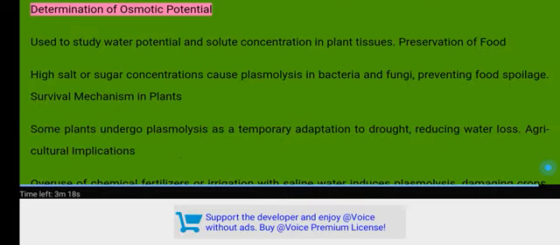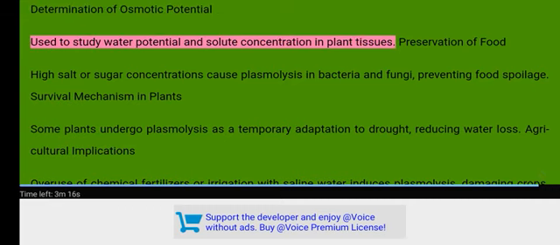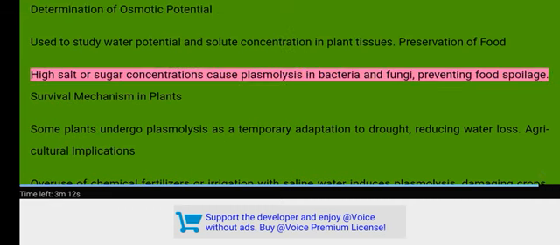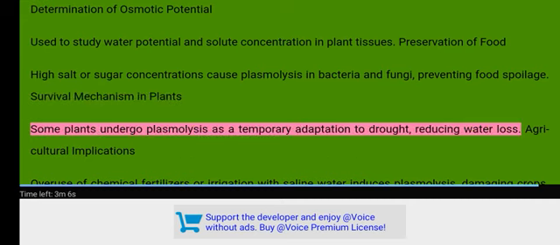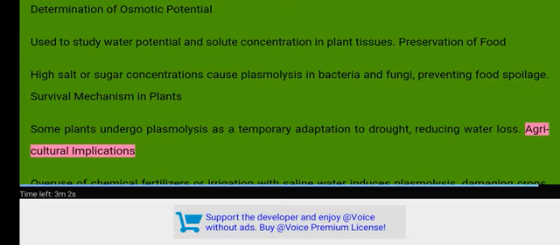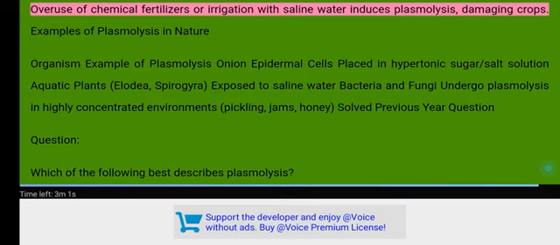Significance of plasmolysis. Determination of osmotic potential: used to study water potential and solute concentration in plant tissues. Preservation of food: high salt or sugar concentrations cause plasmolysis in bacteria and fungi, preventing food spoilage. Survival mechanism in plants: some plants undergo plasmolysis as a temporary adaptation to drought, reducing water loss. Agricultural implications: overuse of chemical fertilizers or irrigation with saline water induces plasmolysis, damaging crops.